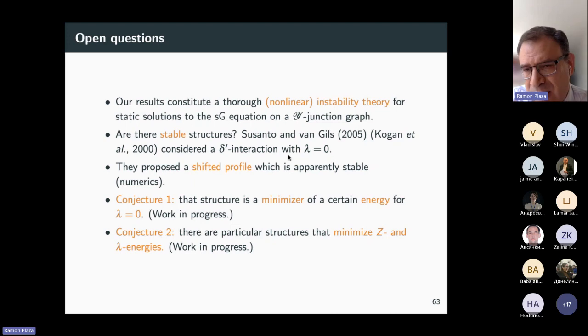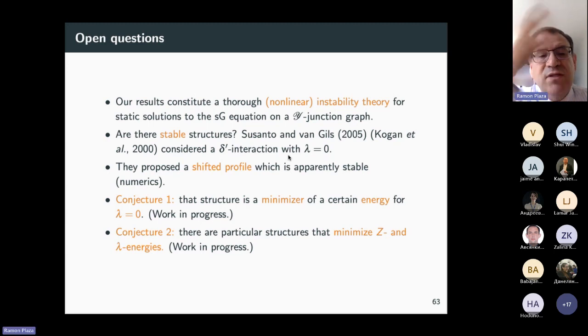It's an applied paper based on a previous paper by Kogan and collaborators. They consider a delta prime interaction with lambda equal to 0. And they proposed a shifted profile. It's like a kink profile, but shifted. So they add minus pi over 2 at the vertex. And this structure is apparently stable, according to the numerics. There is no proof of this, but it's apparently stable. So this is an open problem.